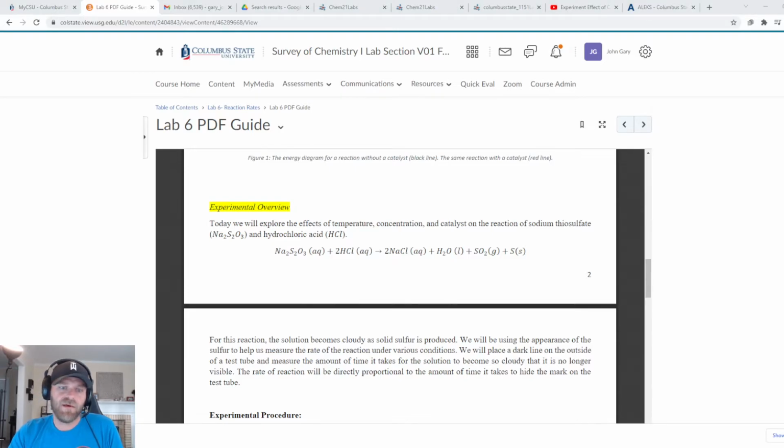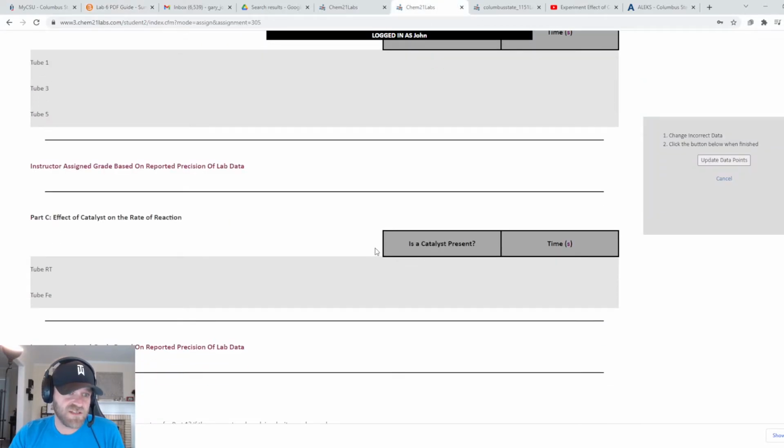All right. Now let's go to the third section, which is the effect of a catalyst on the rate of reaction.